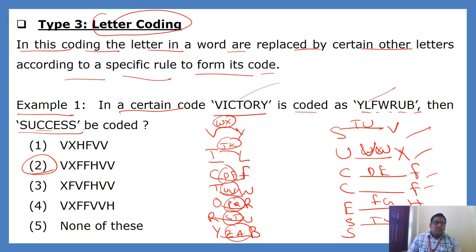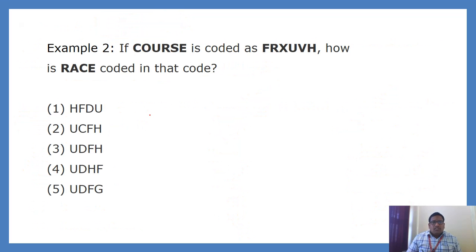Then you have to get the answer for the next given word. Clear? So this is one example. Coming to one more example, let's see what logic it has under letter coding. If COURSE is coded as this, then how will you code for RACE?